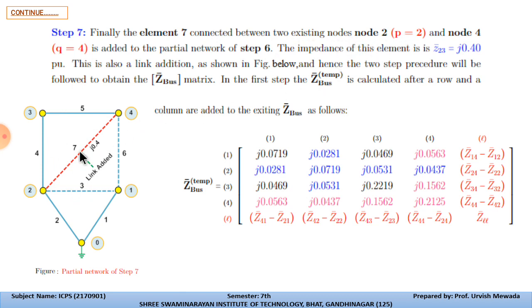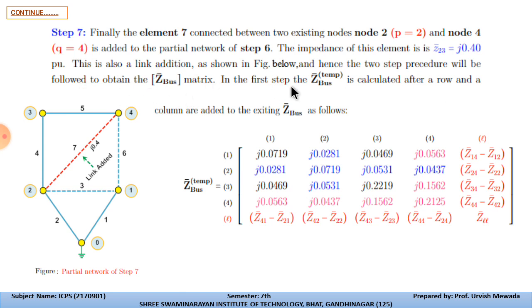So the impedance of the element Z23 is equal to j0.40. Over here we are considering Z23 because this is the addition, so we consider the previous case. Now this is also a link addition, so as shown in the figure below, a two-step procedure will be followed to obtain the ZBus matrix.